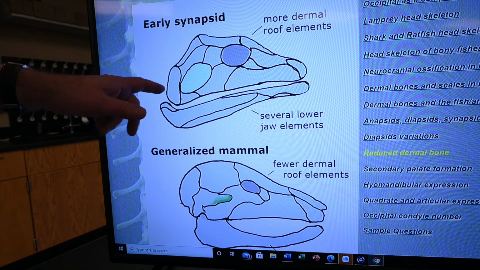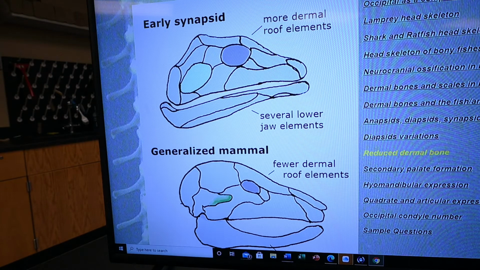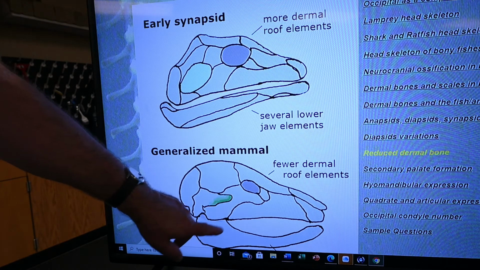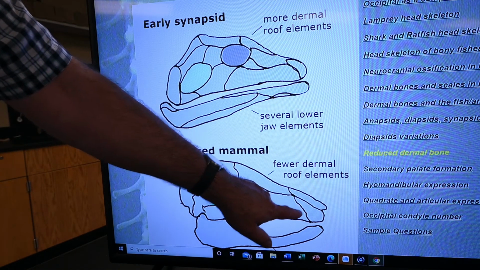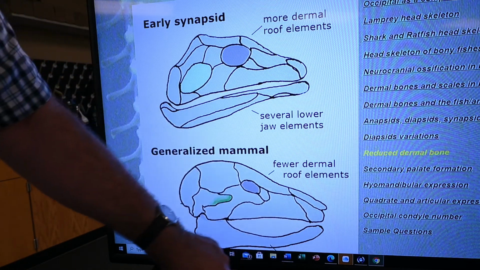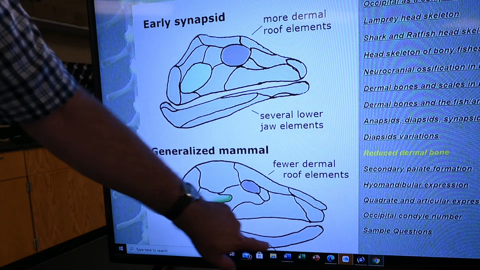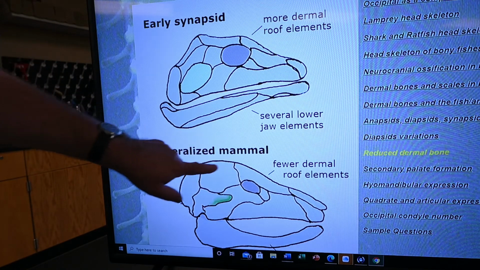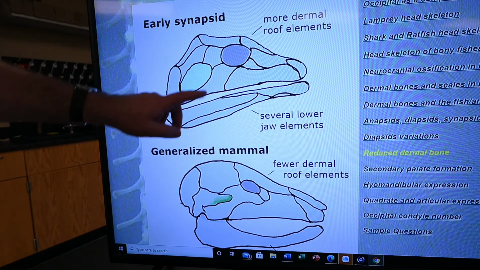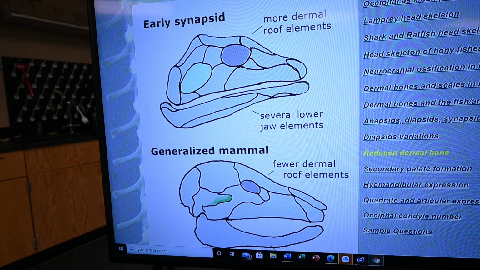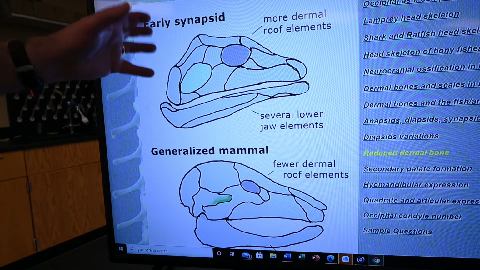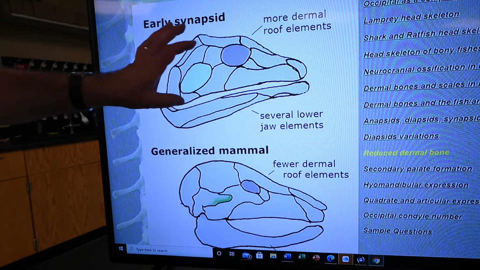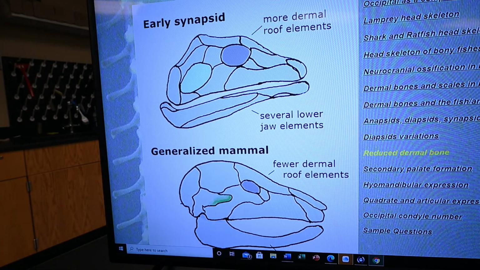But anyway, as you move toward more modern mammals, the generalized mammal example down here, we usually have a couple of upper jaw bones, the maxilla and a premaxilla up here, and only one dentary bone. It's not several bones together, and there are not as many dermal roof elements as we see in the early synapsid form here. So that's considered a general trend from your earlier mammals to your later mammals, a reduction in the number of bones that make up that dermal skull.